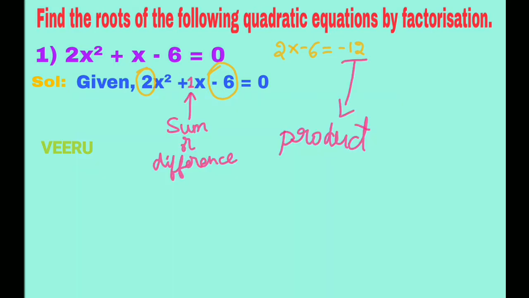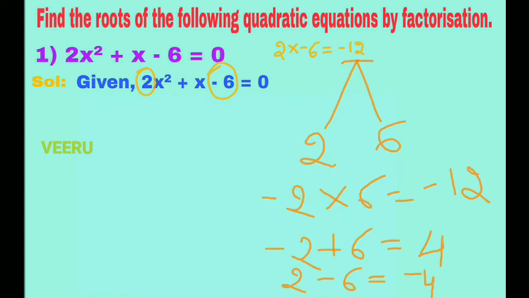Now we have to choose two numbers such that their product is minus 12 and their sum or difference is plus 1. Plus 1 is the coefficient of x. If we take 2 and 6, then 2 into 6 is equal to 12. We want negative 12, so if we put a minus sign to any one of these numbers, we get minus 12. But their addition or subtraction will never give plus 1. So 2 and 6 are not the required numbers.